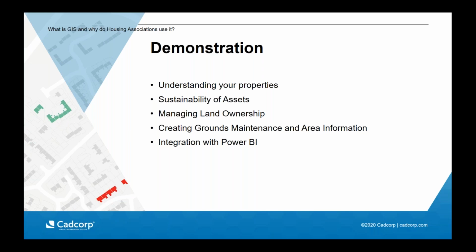Thanks, Fergus. Okay, so what we're going to do in this demonstration is we're going to look at all of those examples that Fergus has just given you. So the first example we're going to look at is how we can use the web mapping to understand our properties better. So examples like being able to click on the particular asset and see all the information that's related to it. And that's the same for the sustainability of the assets, being able to see all that information in one place. We're then going to look at how we can manage our land ownership, so being able to look at our land ownership as well as being able to create and maintain those particular areas.